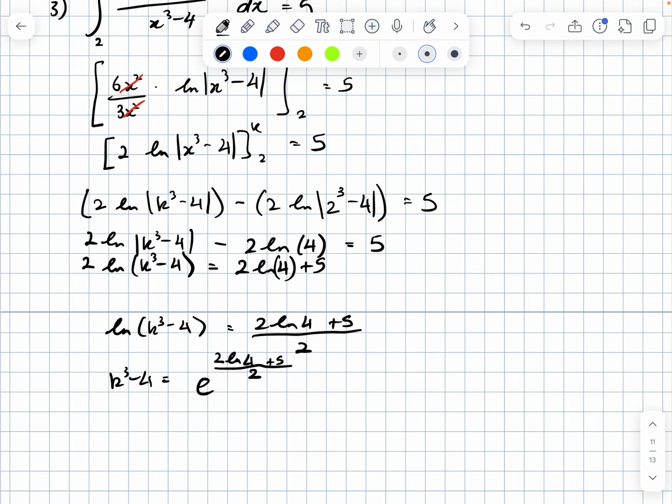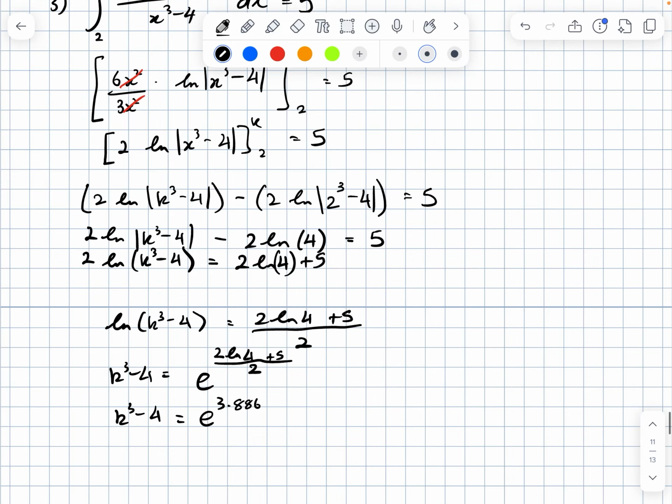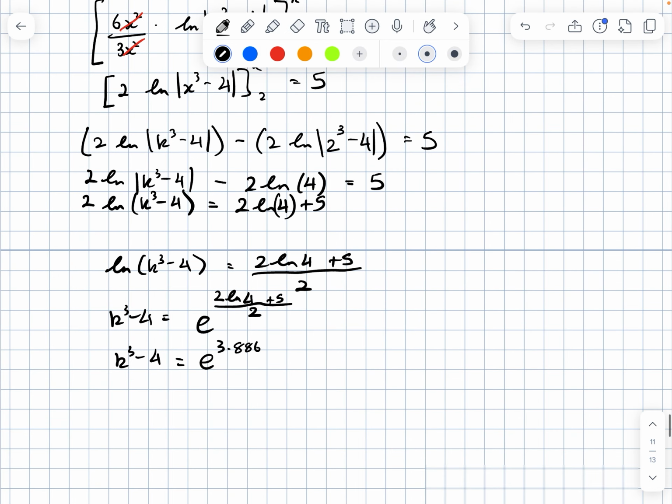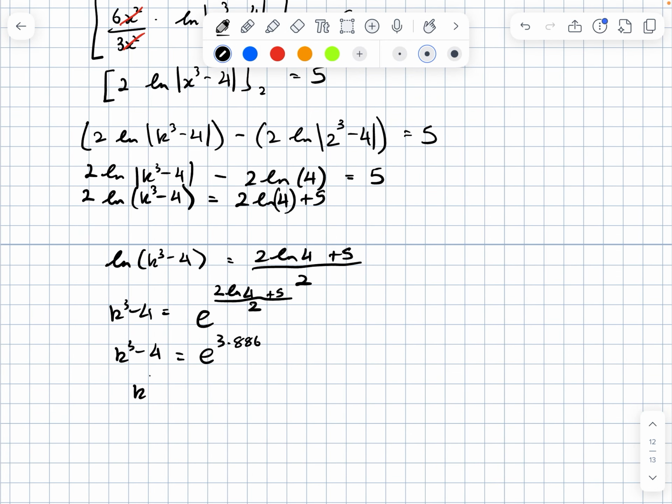At this point here it's a little bit messy. I would suggest just using your calculator. That actually ends up being k cubed minus 4 is equal to e to the power of 3.886. Obviously I'm not going to be using the 3.886, I'm going to be using the whole number stored in my calculator just for accuracy purposes, which means k cubed equals e to the power of 3.886 plus 4. Take the cube root, or the powering a third, of the right hand side, k equals 3.75.